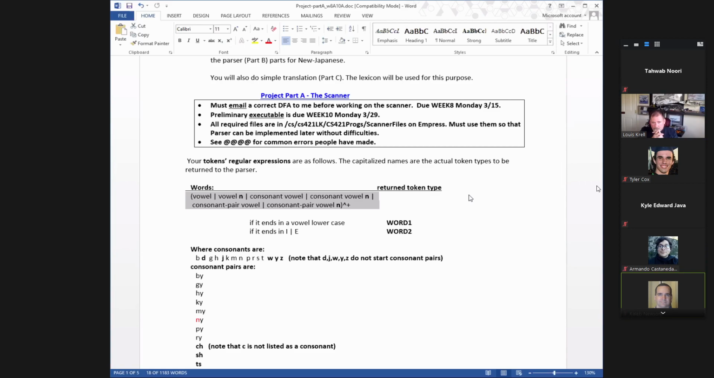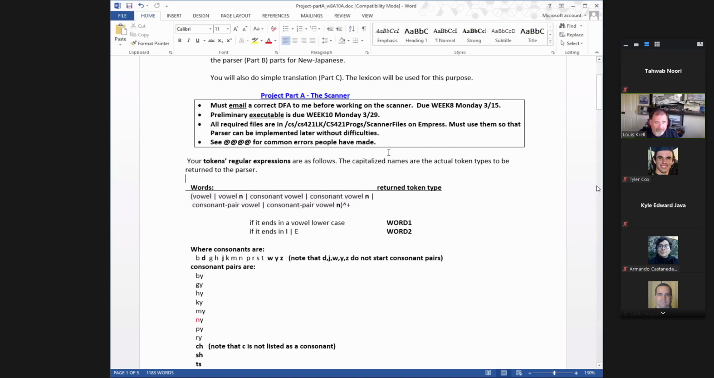One or more. One or more. So we've got to have one of these. What is a vowel? It's what we know in the English language. The vowels are your A, E, I, O, U. But for this project, we also accept an uppercase I and an uppercase E.